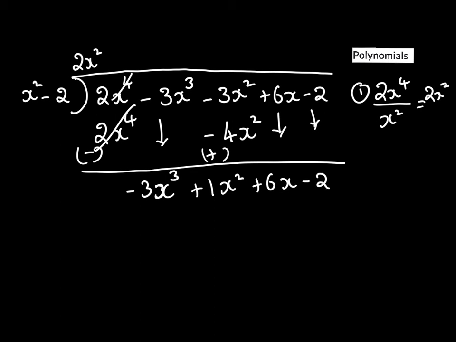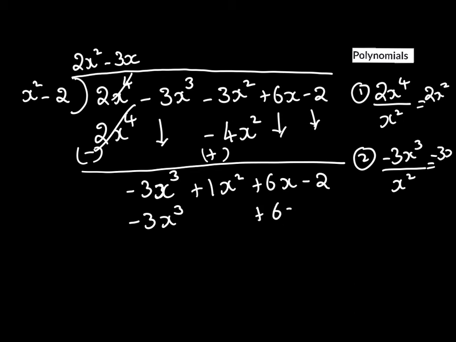and we bring down the other two terms as it is. Now we can find out the second term of the quotient, minus 3x cubed divided by x squared, and we land up with minus 3x. So the second term of our quotient is minus 3x. So carry out the division process. Negative 3x times x squared is negative 3x cubed. Negative 2 times negative 3x is 6x. We write down under the relevant degree term.